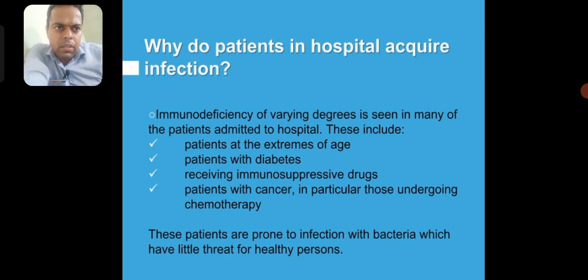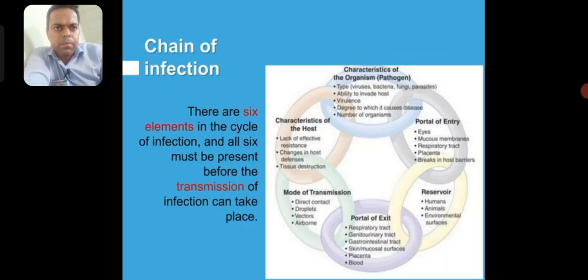Immunodeficiency of varying degree is seen in many of the patients admitted to hospital. These include patients at the extremes of age, patients with diabetes, patients receiving immunosuppressive drugs, or patients with cancer, in particular those undergoing chemotherapy. These patients are prone to infection with bacteria which pose little threat to healthy persons.